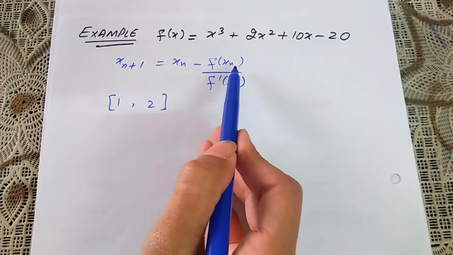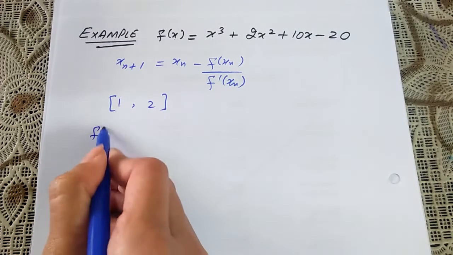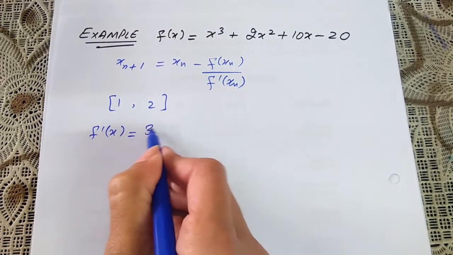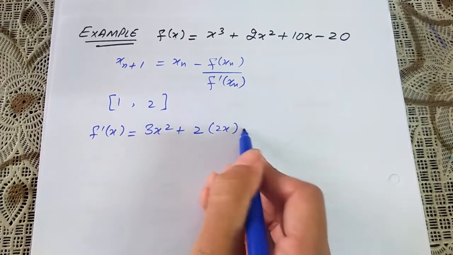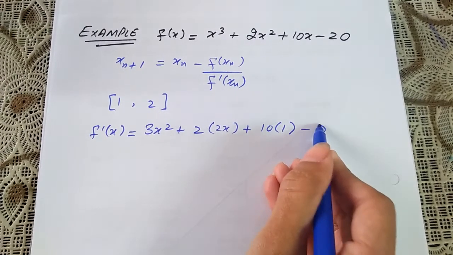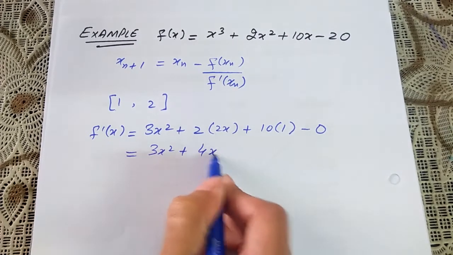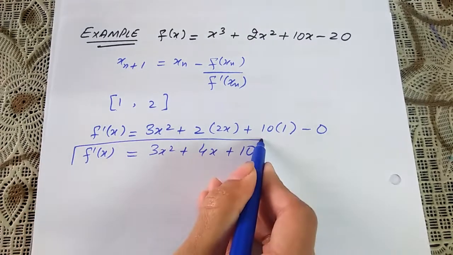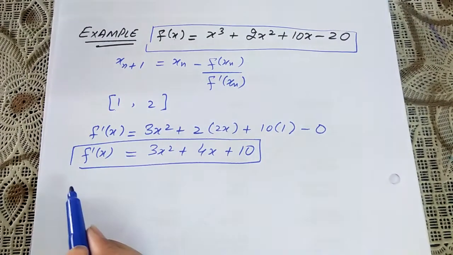Now we need a function value and the derivative value. The function is given, so we must find its derivative. The derivative of x cube is 3x square, plus 2 times x square gives 2x... plus 10, the derivative of x is 1 and the derivative of a constant is 0. Simplifying, we get 3x square plus 4x plus 10. Now we will use this derivative function and the main function in solving for the roots of the equation.